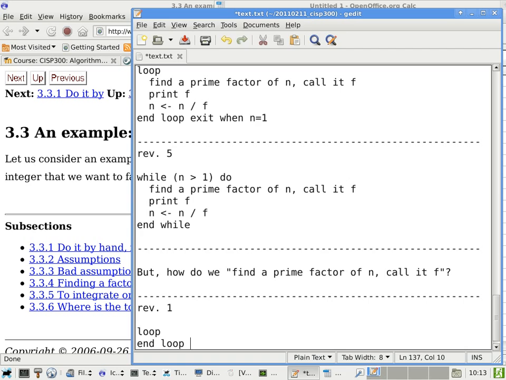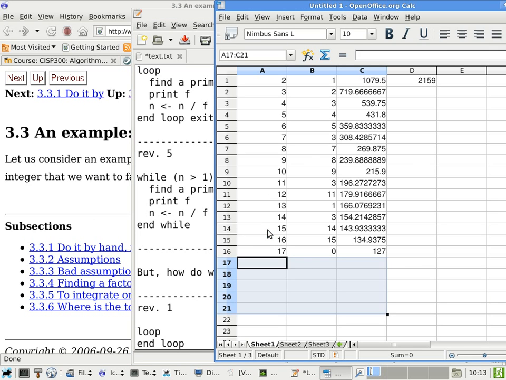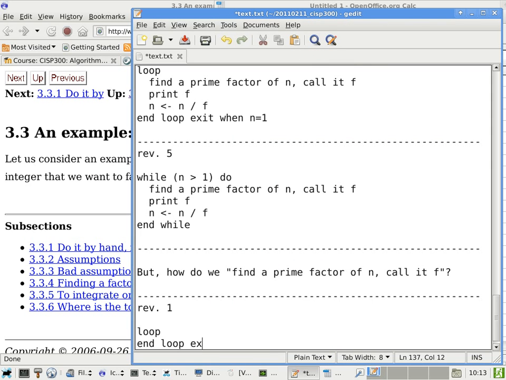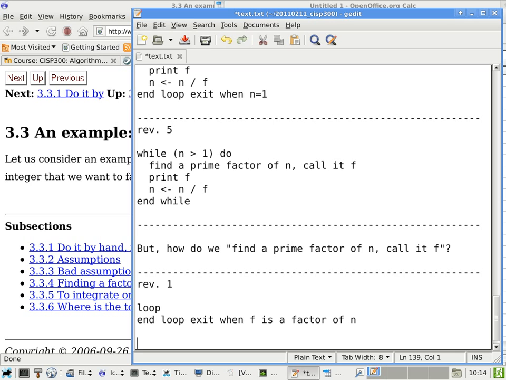Do we want to exit from this loop at some point? Yes. Okay, so we say exit when the remainder is 0. But the first time we'll just say exit when f is a factor of n. In other words, I don't even go that one step further to try to express it using conditions and comparisons. I just want to use the English description of when we need to get out.